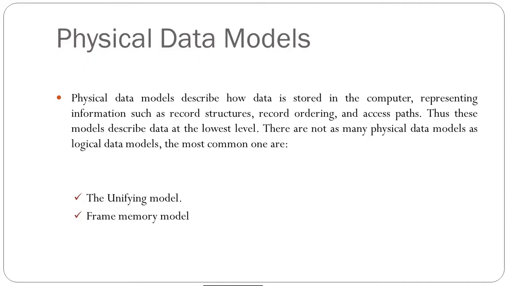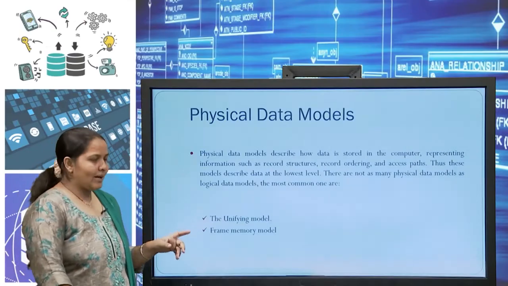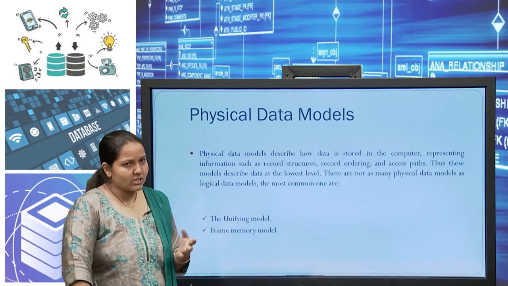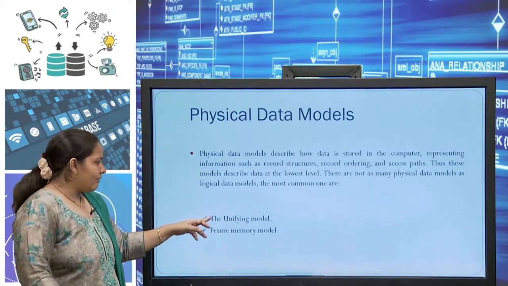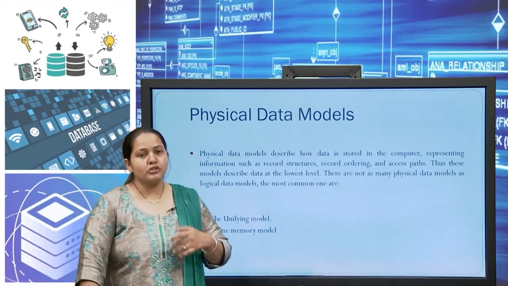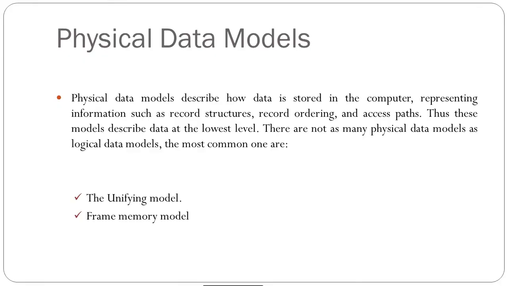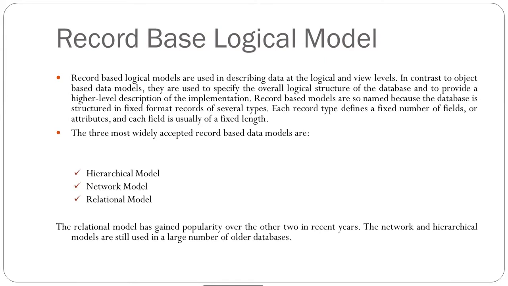There are not many physical data models available, but there are two types that are most commonly used, that is the unifying model and the frame memory model for storing the data. So, these three are the major types of data model which we can use, but generally DBMS works with the record based logical model, and that has three types: hierarchical, network and relational.